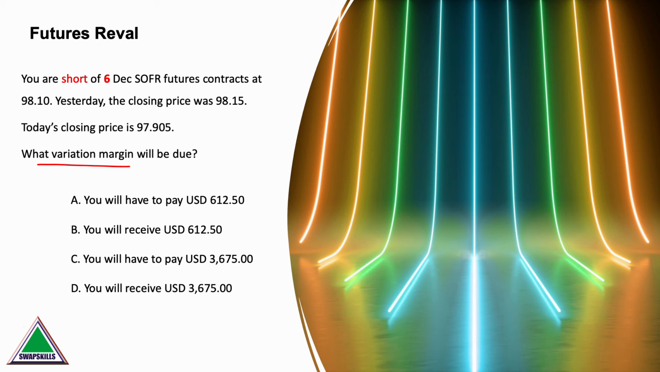If you remember, variation margin is a profit or loss which is taken every day on your futures position. Cash goes into you, it goes out of you. Every day you're taking a profit or your loss, bringing the value of your position down to 0. Now yesterday the market was 98.15. It's gone down to 97.905, and you're happy if it goes down because you're short, you're going to make money. So how much money are you going to make? Well, I'll tell you now, the answer is D. How do we get there?